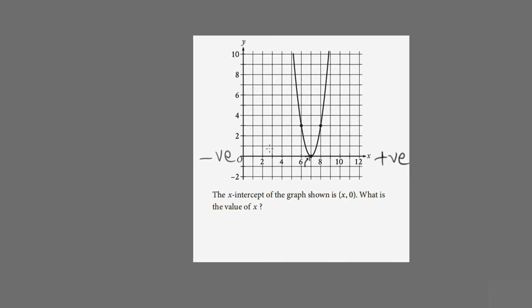Assuming the curve was at this place, it would have been -7, but since it is at the positive x-axis, the right answer is +7. So the value of x here is 7. Okay, so that's the answer to this question. If at the beginning we were talking about the y-intercept, you would have considered this vertical line here.